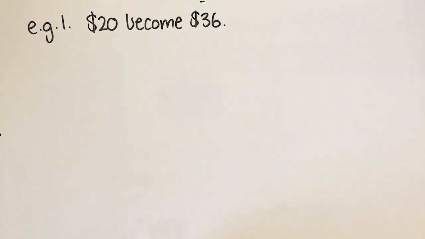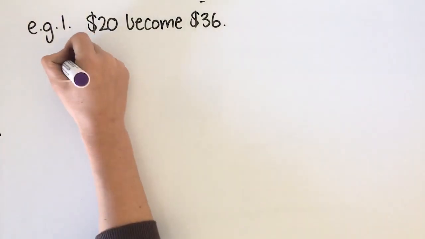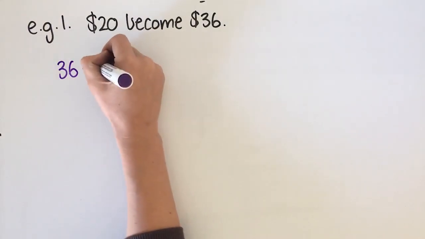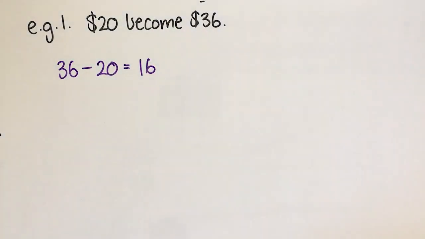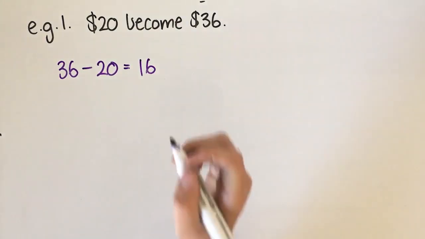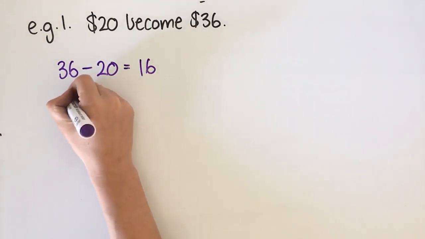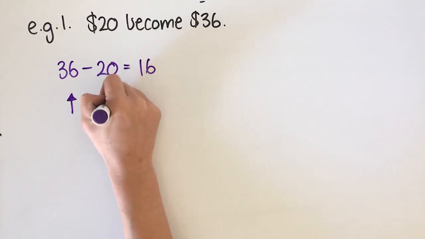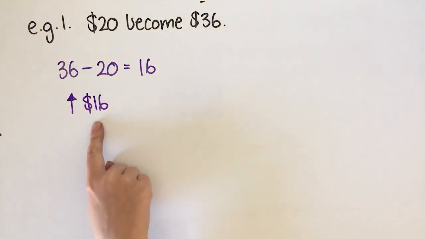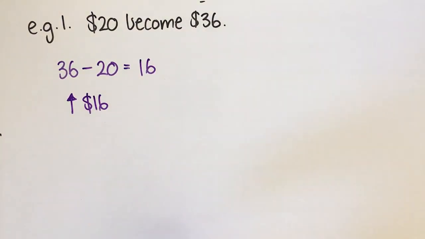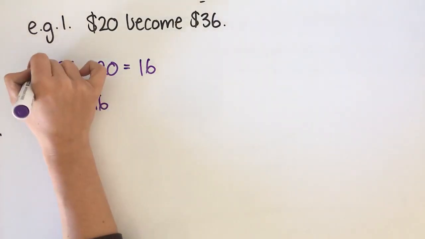So to work that out, we need to go 36 take away 20, and that'll give us a change of 16, okay? So what we can say is it's gone up $16. Okay, so that's the first step, all right? The second thing that we need to do is write this as a fraction of what we started at. So this was step 1.